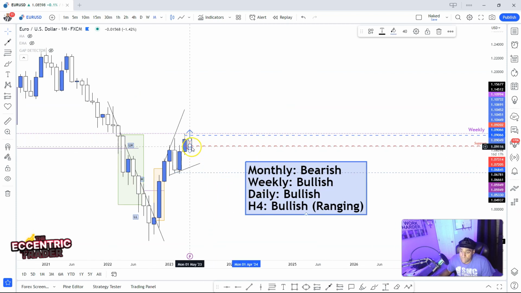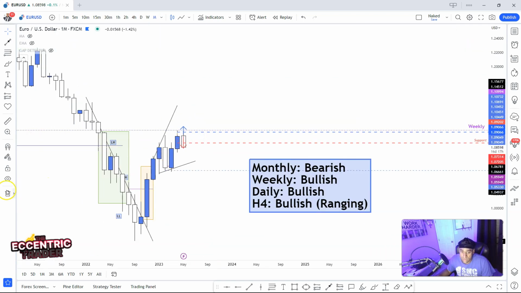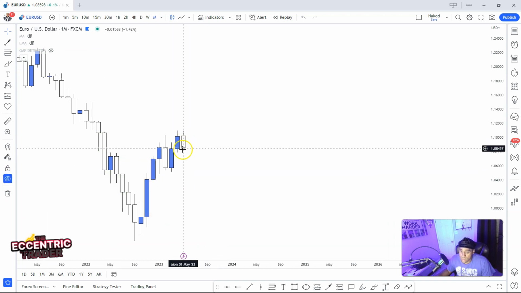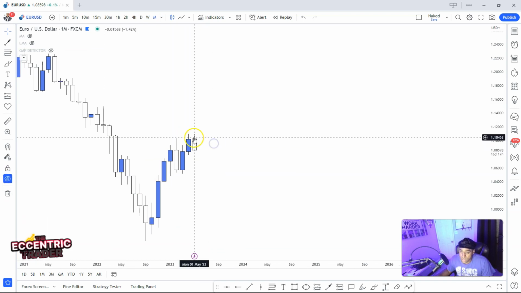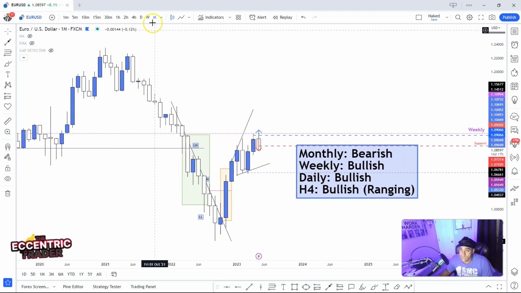Currently, we're in the middle of May. It's May 15th. And this candle looks pretty bearish right now. We've got about two more weeks left to the end of May, so let's see what it does. All right, let's go to the weekly time frame to see what else is going on.